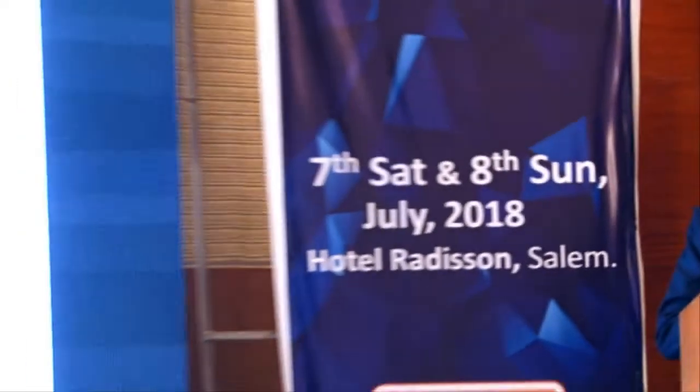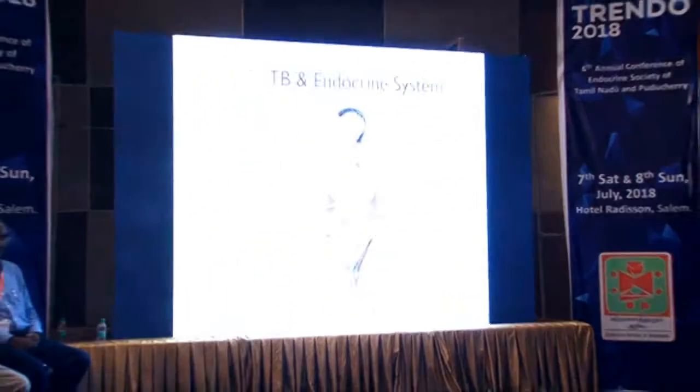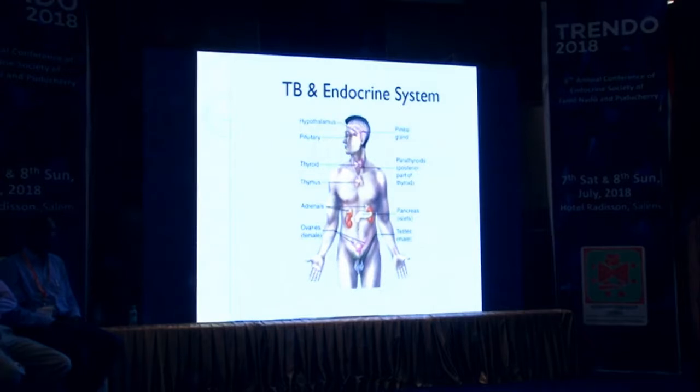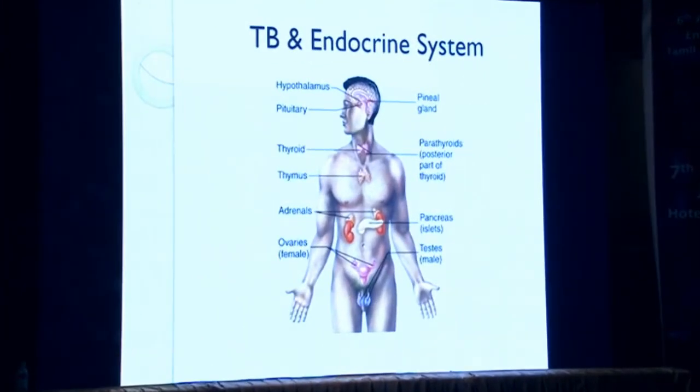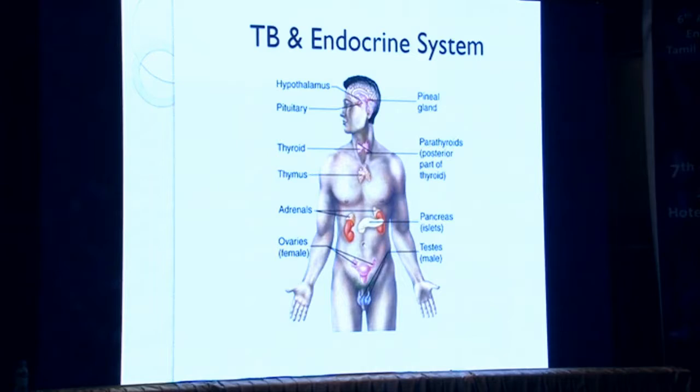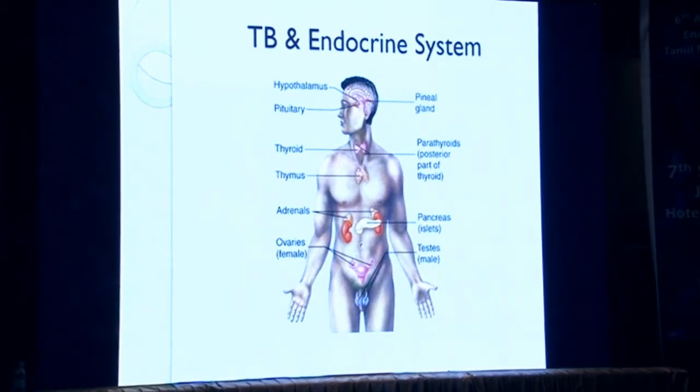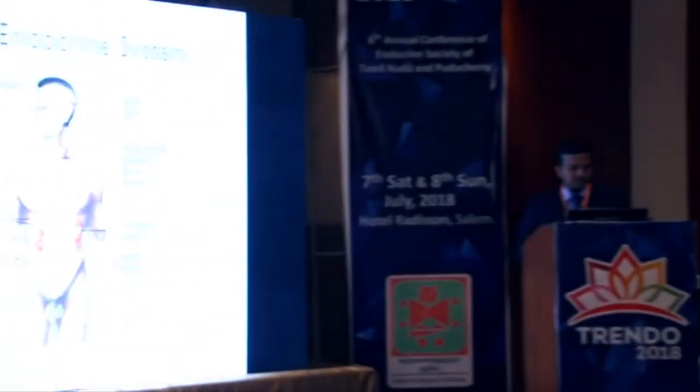The most commonly affected endocrine system in tuberculosis is the adrenals, followed by the brain, hypothalamus or pituitary. Thyroid involvement is very rare, and similarly the gonads, ovary and testes, and the pancreas are also rarely involved. The first and most common is adrenal, then pituitary or hypothalamus, and last the ovary, thyroid, or others.